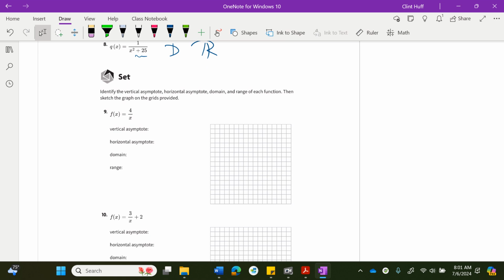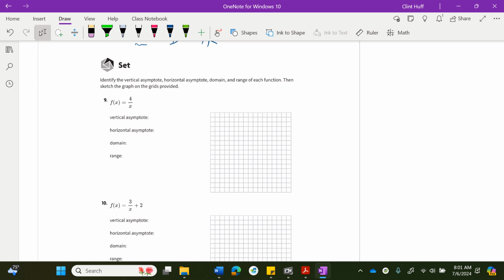All right, bear with me on the graphing because it's a little hard to get nice graphs here. I would suggest maybe checking with Desmos just to make sure, but 4 over x, the vertical asymptote is going to be what? The vertical asymptote is what makes the denominator equal to 0. So x equals 0. And the horizontal asymptote is the limit of 4 over x as x goes to infinity, which would be y equals 0.